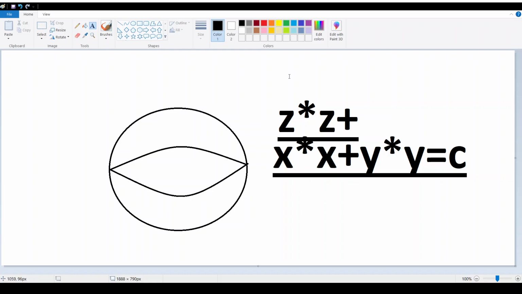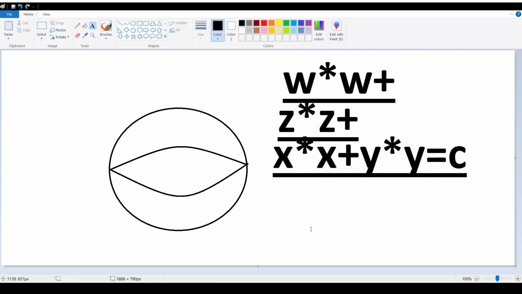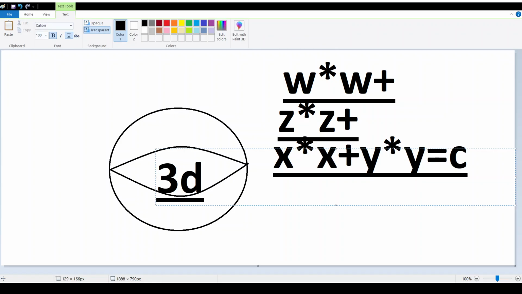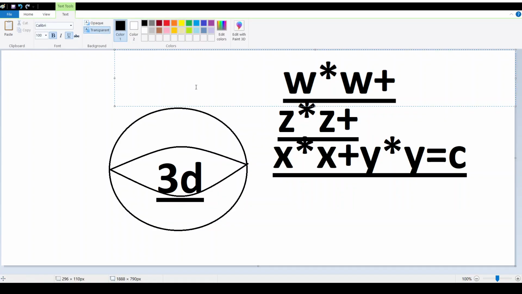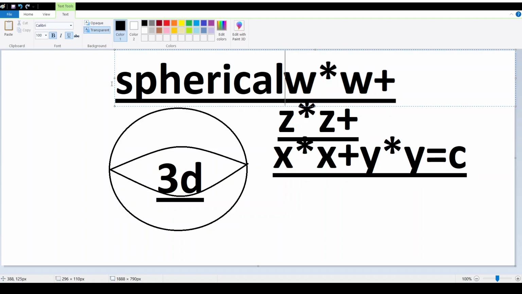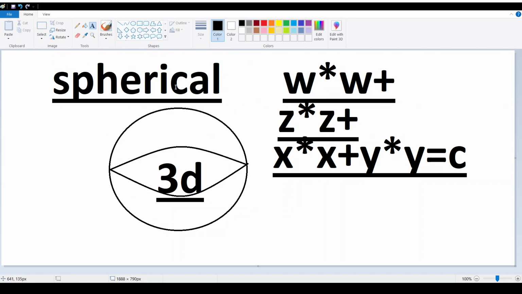But what if we wanted to add a third dimension? What we can do is add in w times w, and we get this thing extruded in a 4th dimension and another axis of rotation, so now we have 3D. Okay.